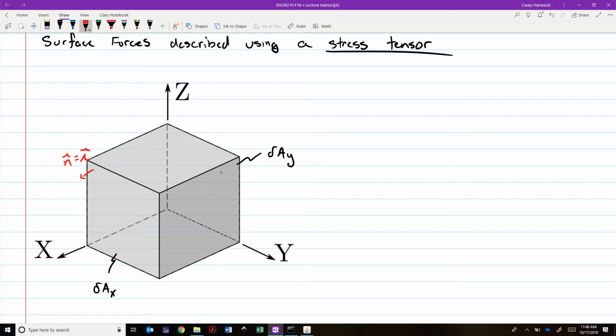This face we would call delta A y. Similarly, its normal vector would be written as j. And then this top face would be delta A z, and its normal unit vector is k. All right. The faces that are hidden from us, those on the opposite sides, are going to have the same areas, delta A x, A y, A z, and the normal vectors are obviously just going to be pointing in the opposite direction, so negative i, j, k.